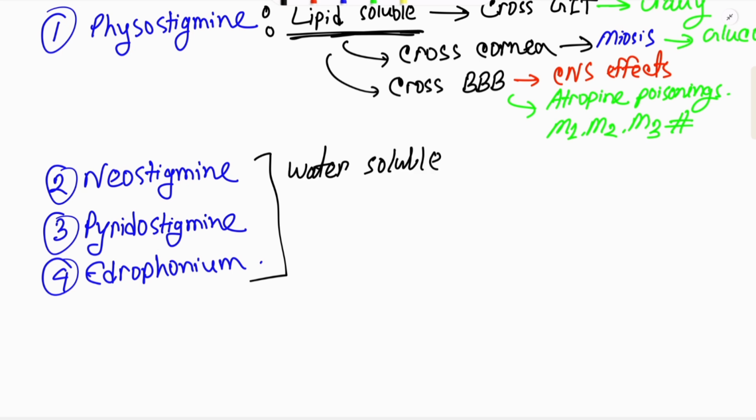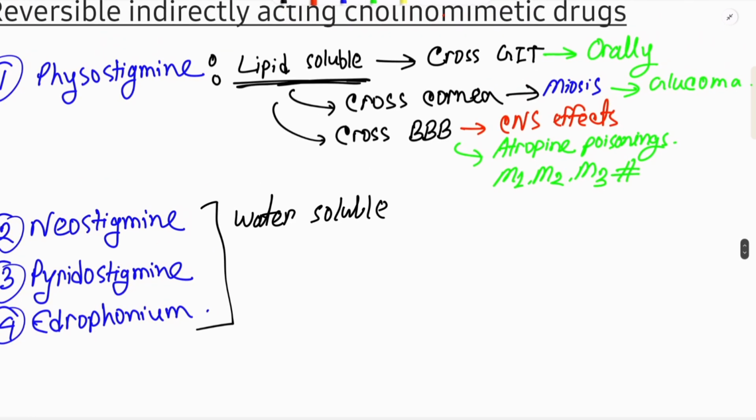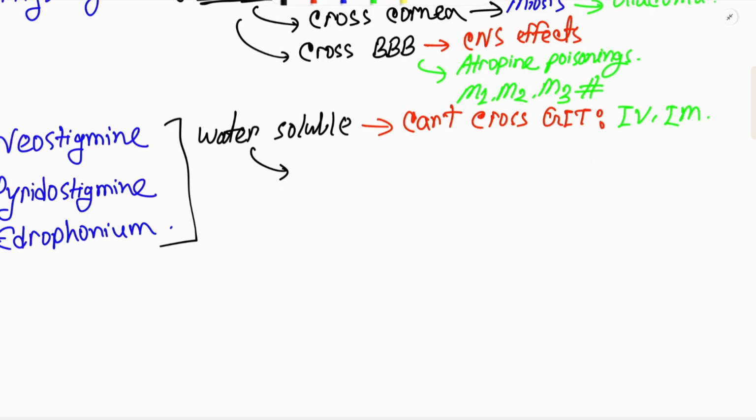We discussed in general pharmacology that a water soluble drug cannot cross the GIT, so we cannot give it orally. It must be given IV or IM, by the parenteral route. As it is water soluble, it also cannot cross the cornea and cannot be used in glaucoma. These drugs also don't cross the blood-brain barrier, so there are no CNS adverse effects. So these drugs are mainly used for peripheral parasympathetic stimulation.